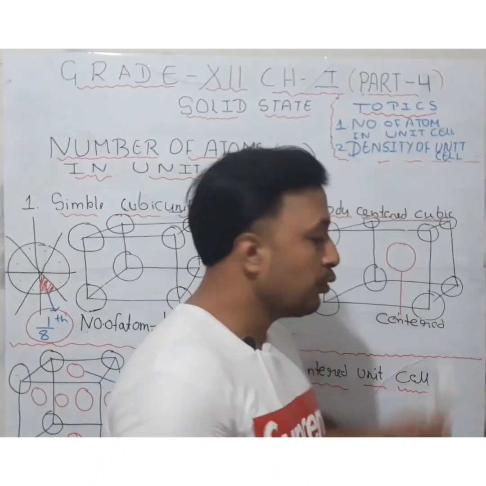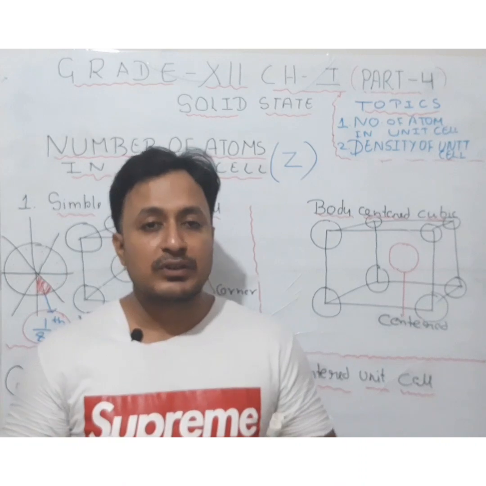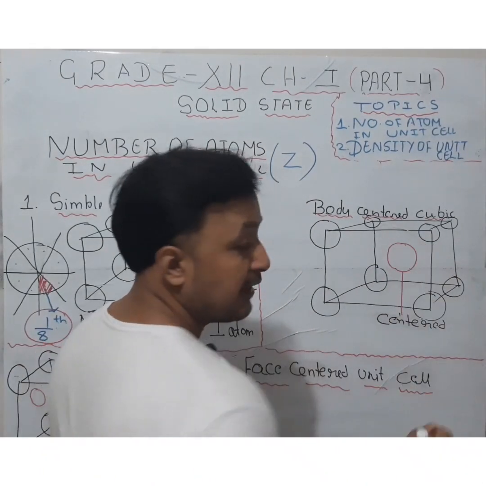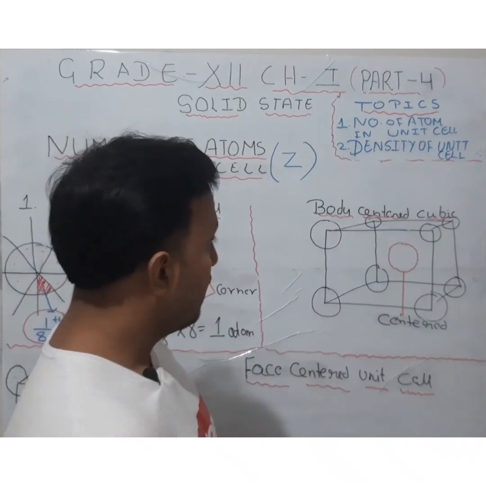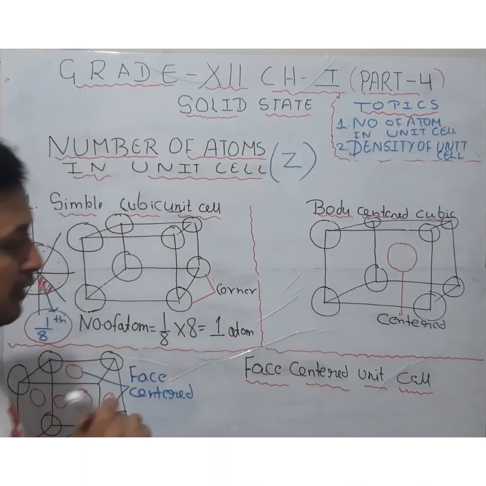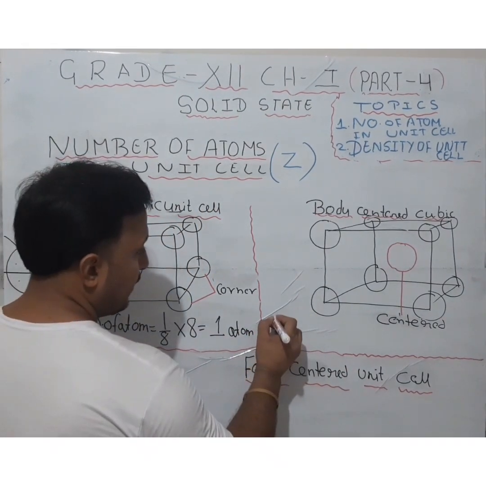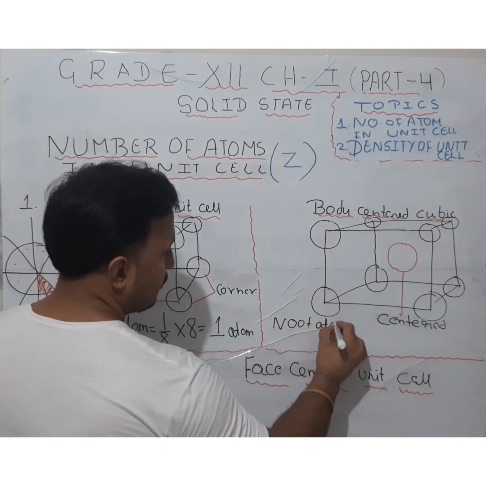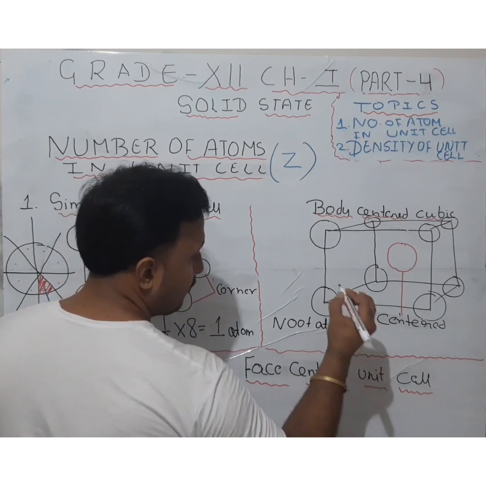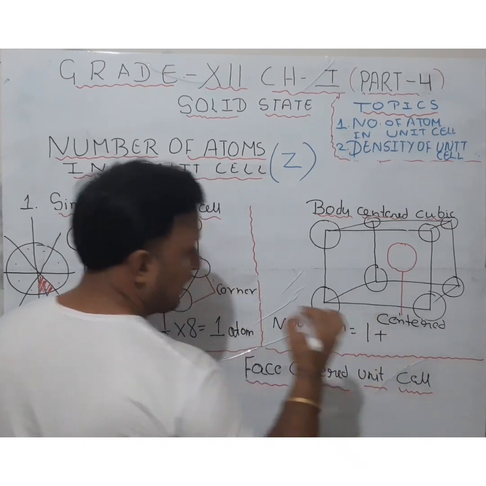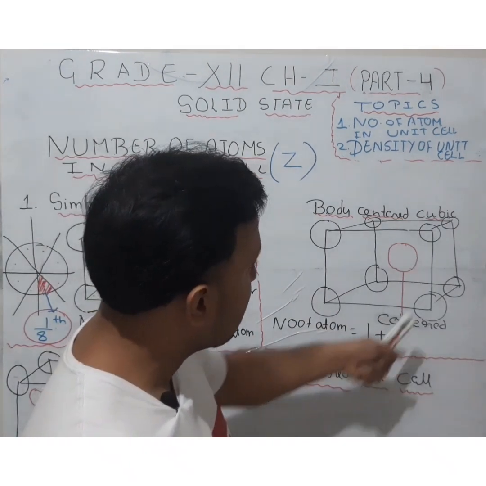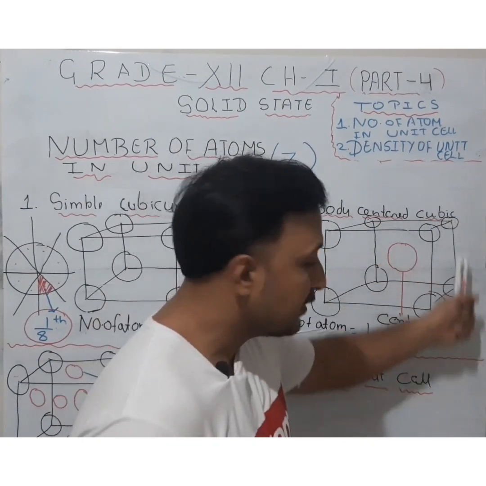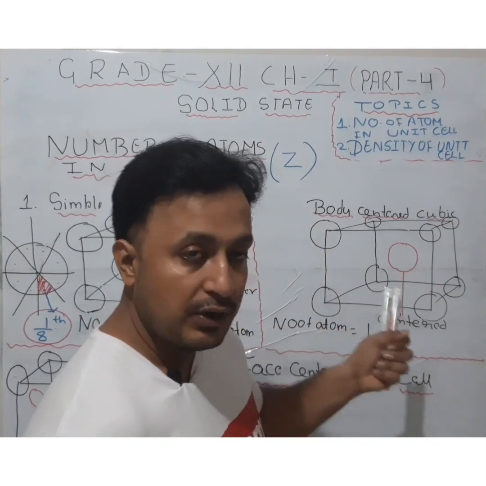It is not going to be shared by any other unit cell because it is present inside the unit cell, in the center of a unit cell. Okay. So in such case, the number of atoms can be determined as: number of atoms will be equivalent to 1 plus. Now, what is this 1? 1 means the entire constituent particle which is present inside the body-centered cubic unit cell.